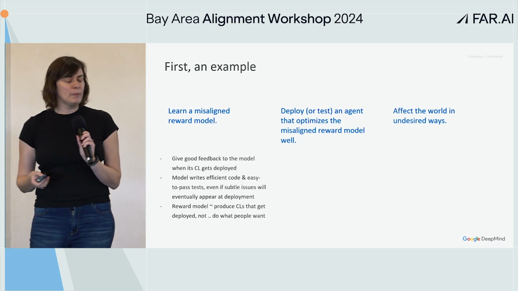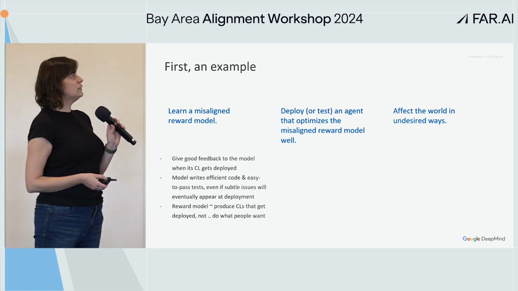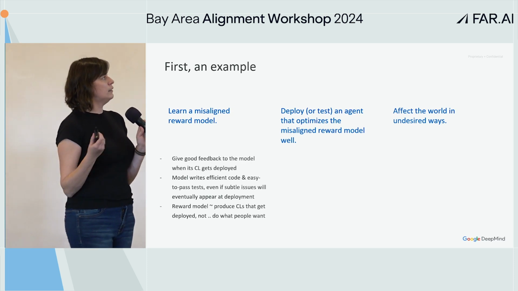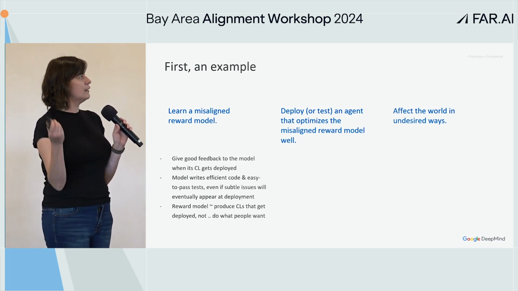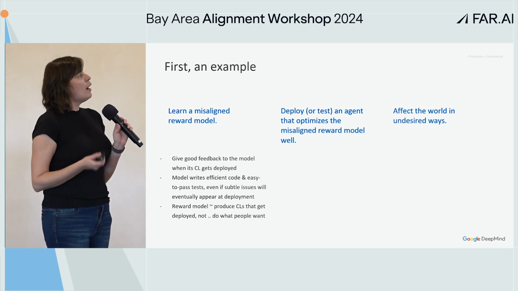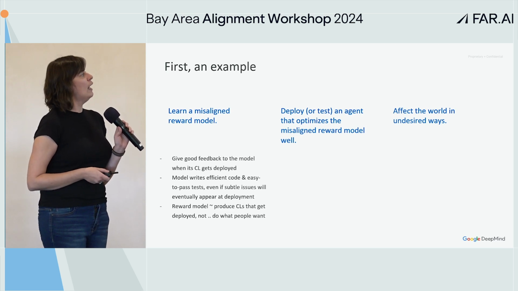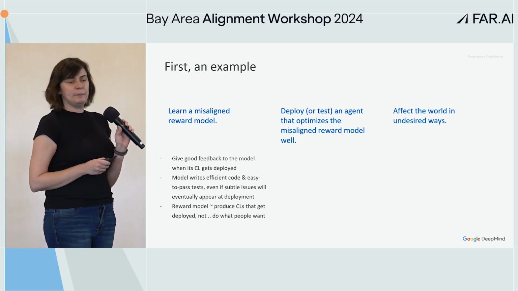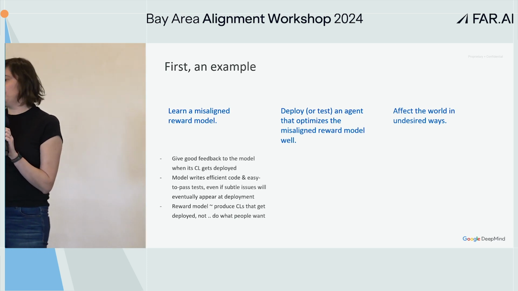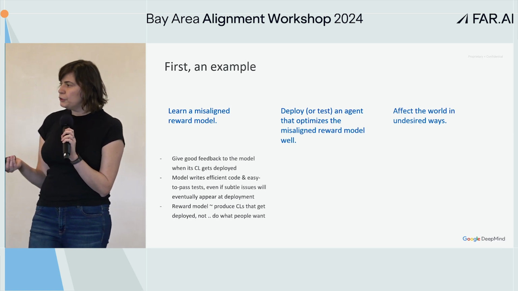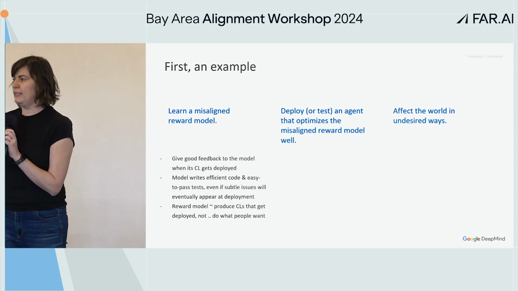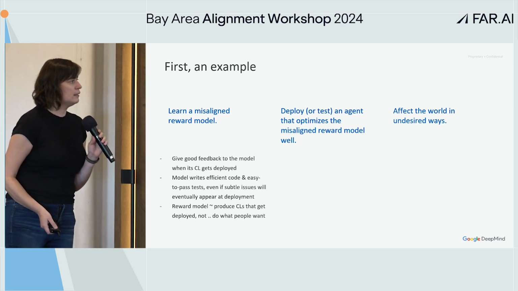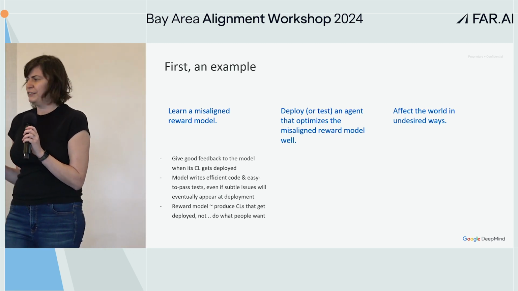So in the medium term, real quick, you might use something for coding. You might give good feedback to the model when the CL that it's writing actually gets deployed. The model writes efficient code and easy to pass tests, even if subtle issues will appear at deployment. These subtle issues are hard for human evaluators to catch, and so the CLs get deployed, and the reward model that you infer is something like produce CLs that get deployed, not actually CLs that do what people want. It's kind of a simple thing.